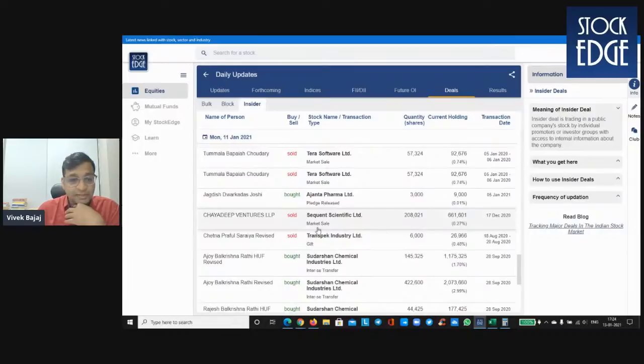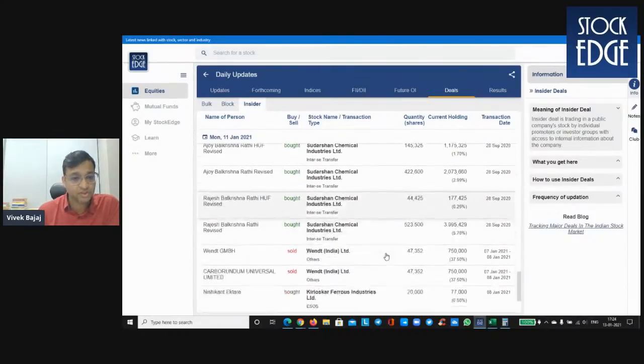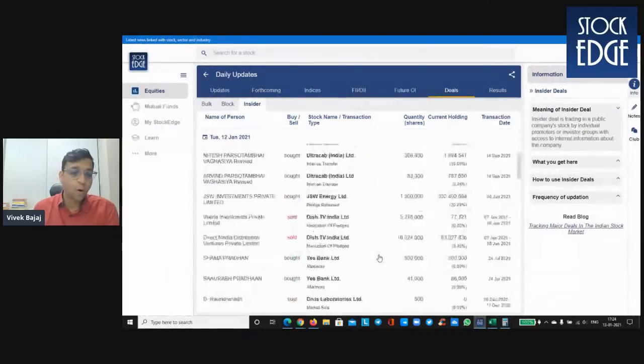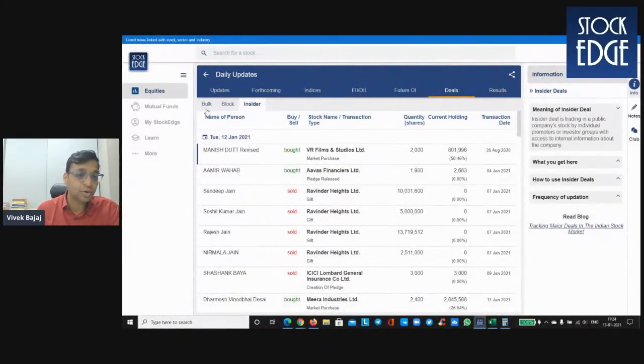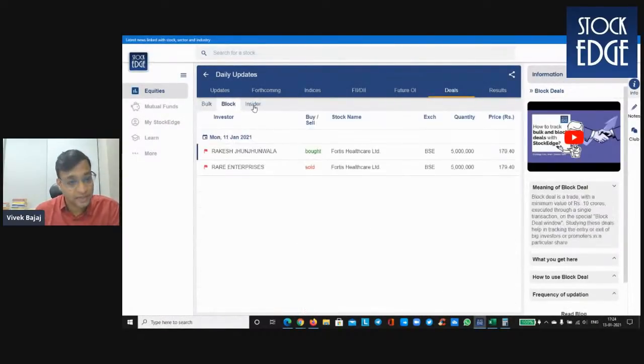Okay, look at this company, Sequent Scientific Limited. We all know about this company. It has been in the news for some time. Chayadeep Venture sold 2 lakh shares out of 6,61,000 shares. Now this is interesting, but this is 2020 data, so it is a delayed reporting by the company to the exchange. Anyway, I hope I have explained to you this concept of bulk, block and insider deals.